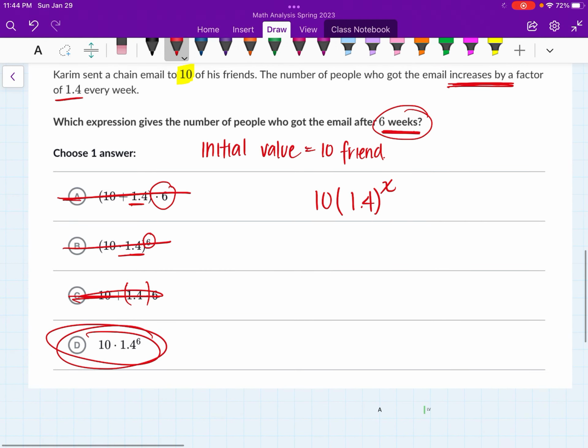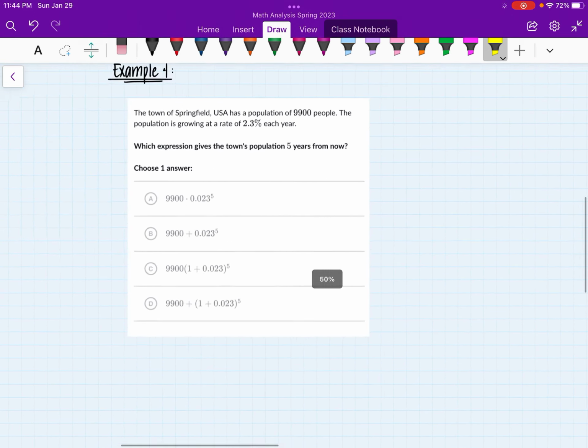So one thing different, guys, once again, when you get these problems, you will either be given the percent or the decimal. This one is already a decimal, so you don't have to convert it. Let's take a look at this next one.